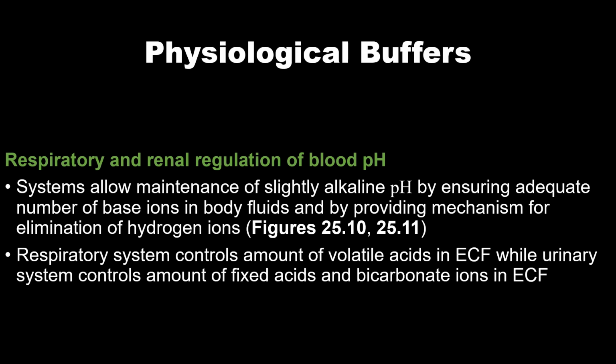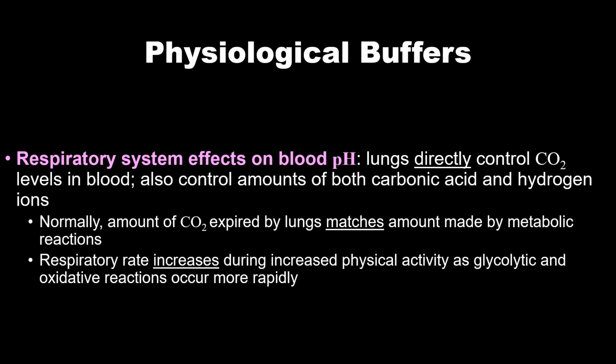And if we look at the respiratory effects, you see that carbonic acid in the body fluids, right, is formed when carbon dioxide hits water. The lungs directly control the amount of CO2 in the blood, so it follows that the lungs also control, to a significant extent, the levels of carbonic acid and hydrogen ions. Under normal conditions, CO2 levels are expired by the lungs to match the amount of CO2 produced by metabolic reactions.